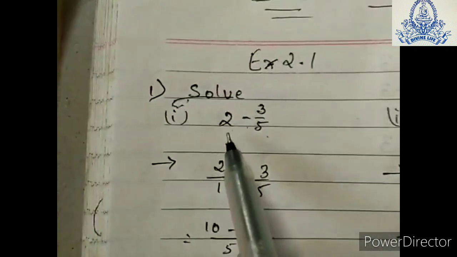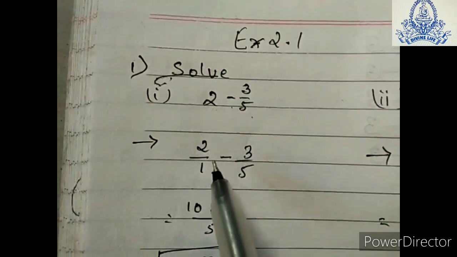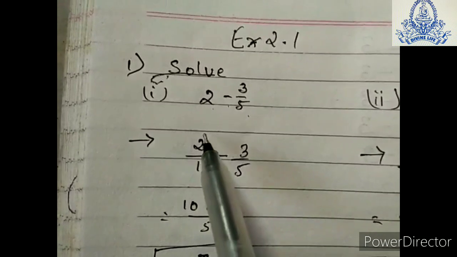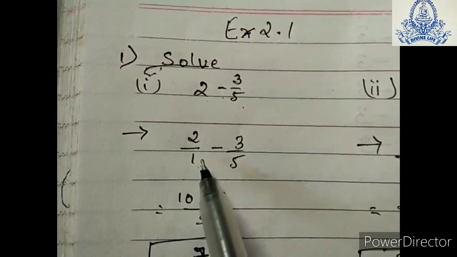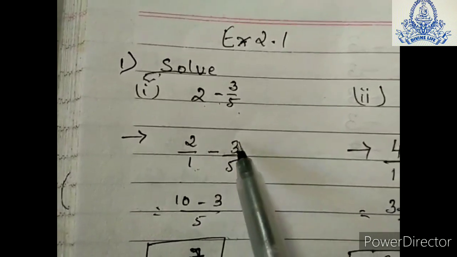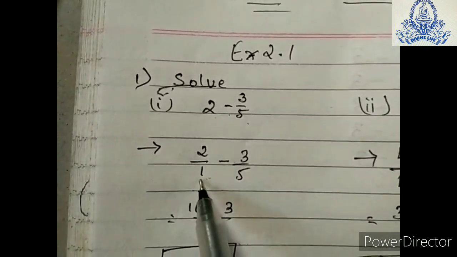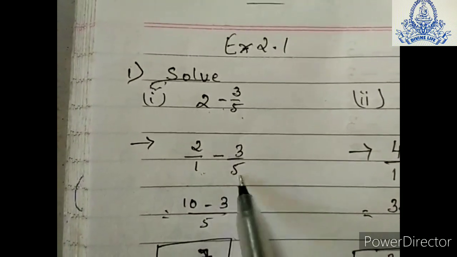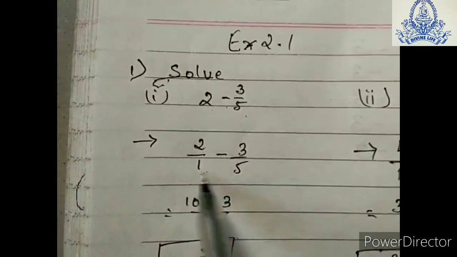So in place of 2 in the numerator, they have given numerator 2 but no denominator is given. So we can take 1 as a denominator. 2 upon 1 will be the same fraction. Minus 3 upon 5 is given. Now the denominators are 1 and 5, but we have to make them the same. So for that you have to take the LCM of both the numbers 1 and 5.